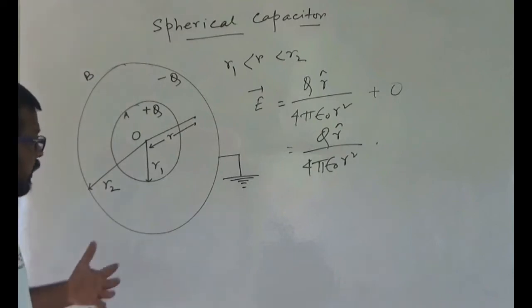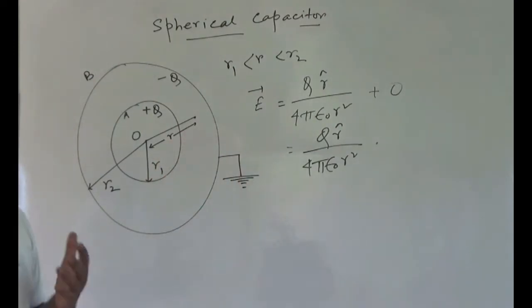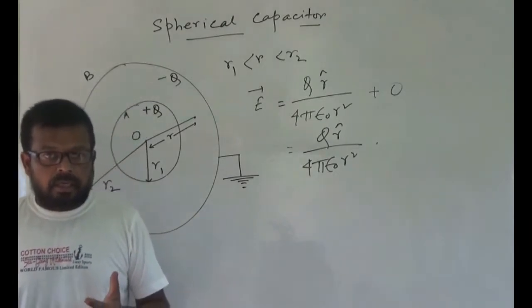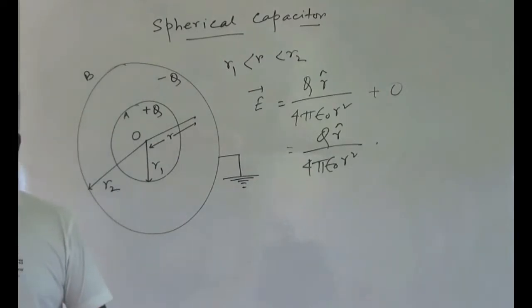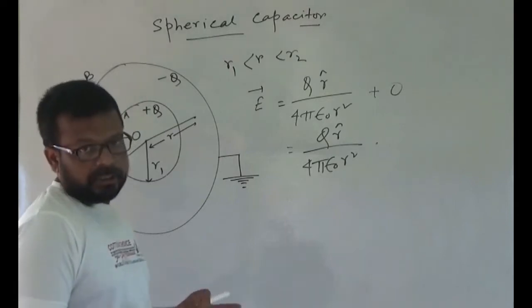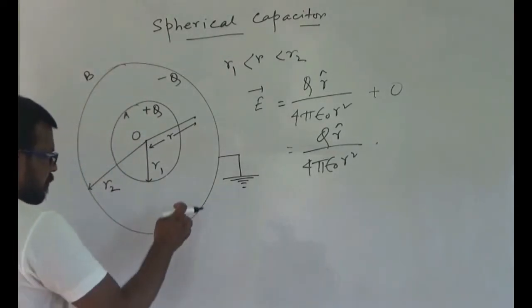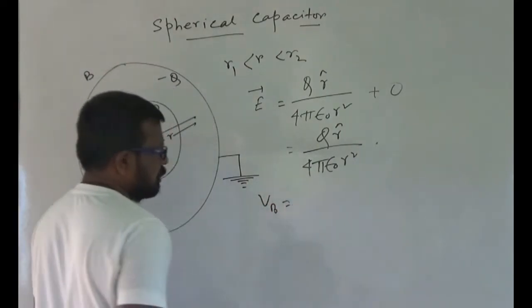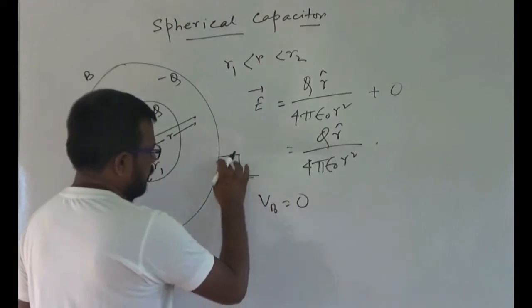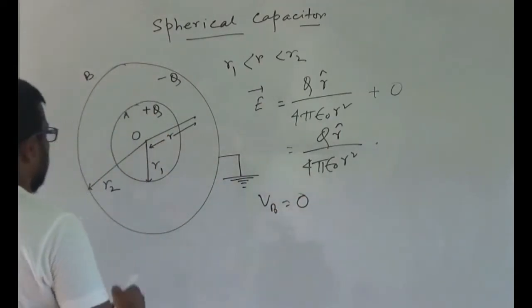We are going to find the potential difference between the two spheres, because capacitance is the charge divided by the potential difference. Now, the potential of the outer sphere, that is Vb, is 0 because it is earthed.